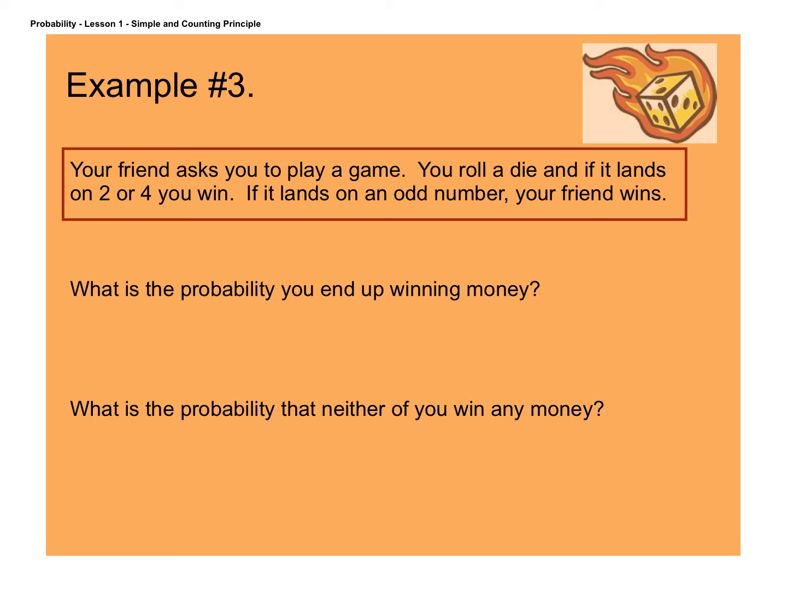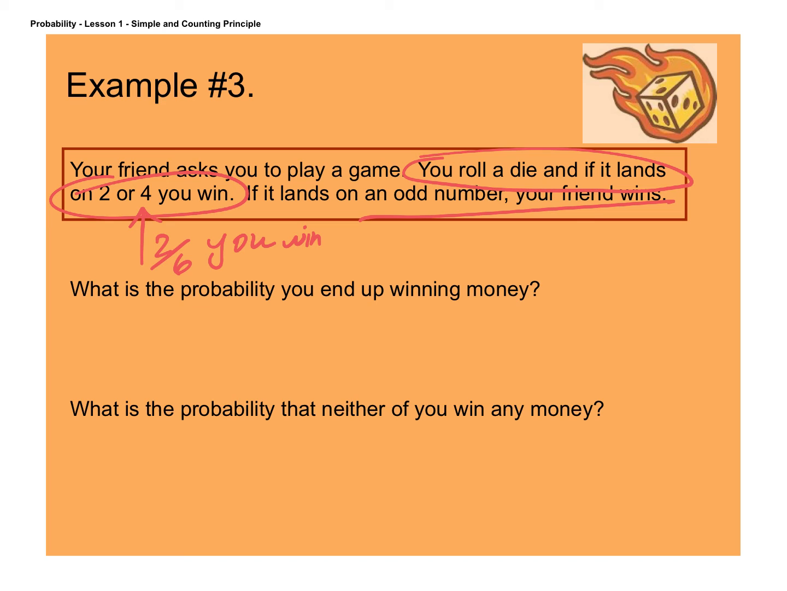Okay, last example, and I feel like you've got the basics, and then we'll talk about more advanced probability tomorrow. Your friend asks you to play a game. You roll a die, and if it lands on 2 or 4, you win. If it lands on an odd number, your friend wins. Well, what's your probability of winning? Well, if you get 2 or 4, that's 2 things out of 6, you win.